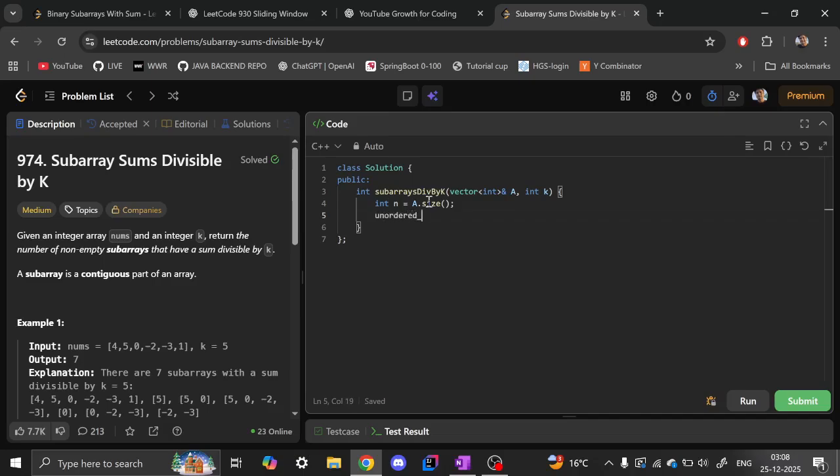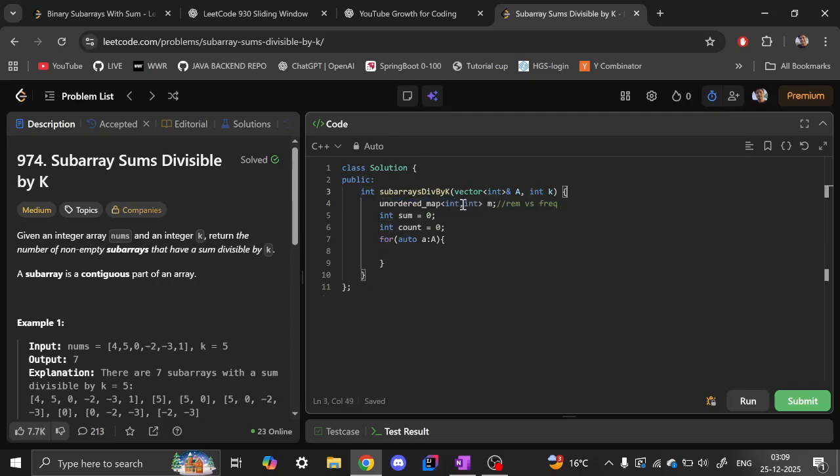We were maintaining an unordered map of integer, and what was the pairing? It was remainder versus frequency. We'll keep track of running sum in this, and what else? Count. So initiate count with 0. Now we are going to iterate our array. So okay, maybe we did not need it.